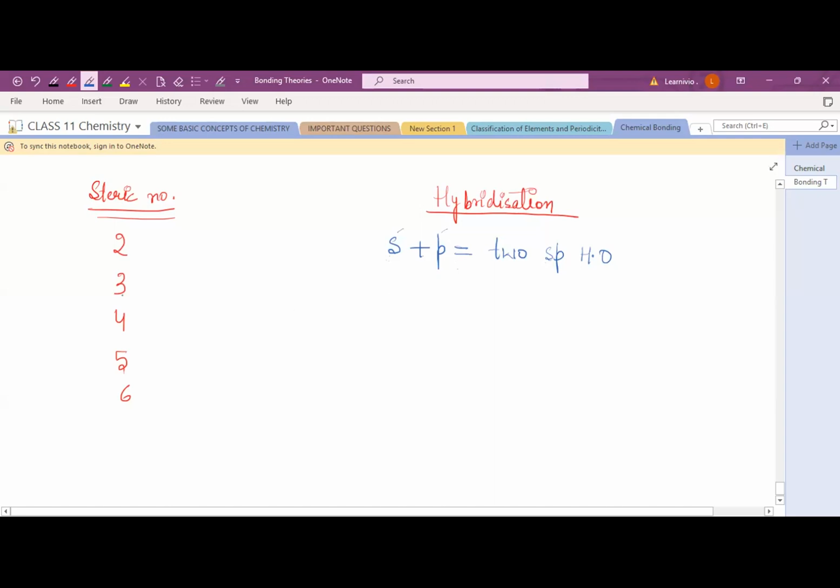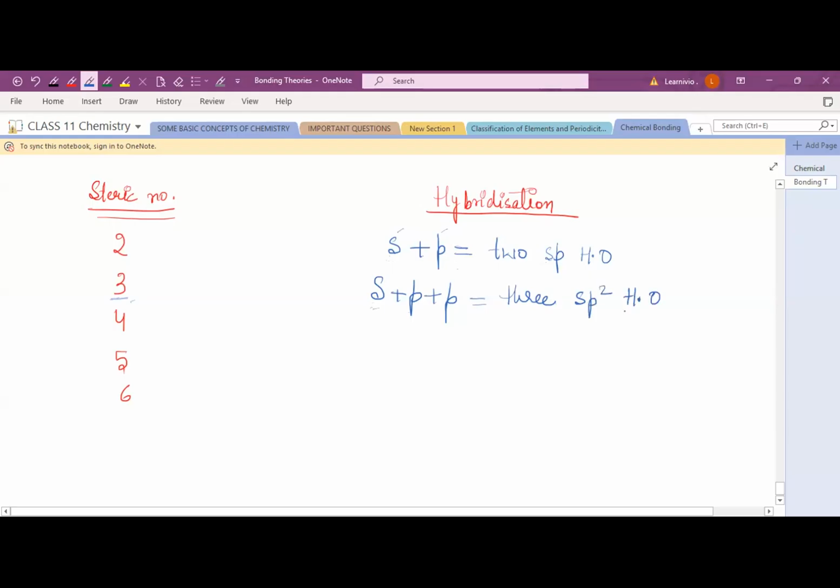Now, if the steric number is 3, it means the s orbital is fixed, and p is again fixed: 1s and 2p orbitals. We know that maximum p orbitals are 3, and s is only 1. So when the steric number is 3, 1s and 2p combine together to create 3 sp2. You will write it just like this, sp2 hybrid orbital.